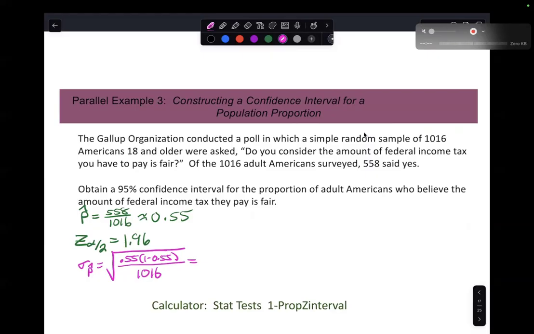So it's about 0.0156. Right. Have I lost anyone yet? Are we still good?